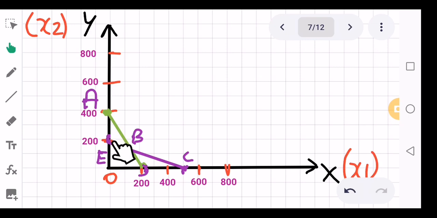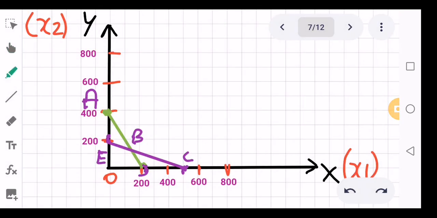This point that is E, that is this point 0, 200. This is the E point. I just named this point. Now I have named this point. Now we have to find the feasible region.